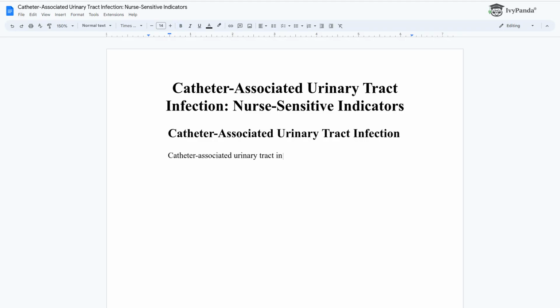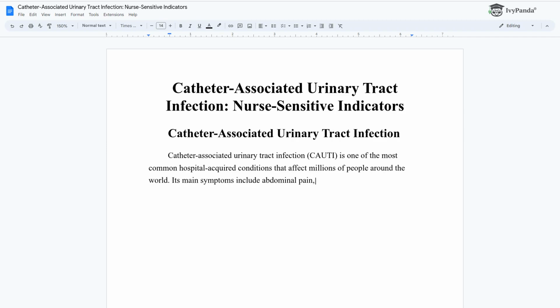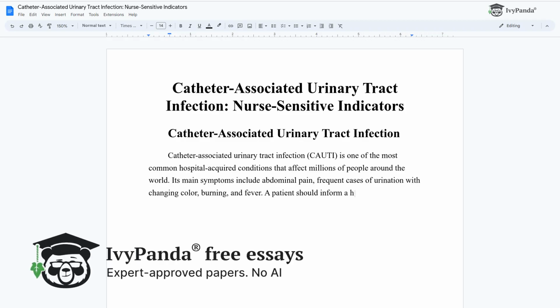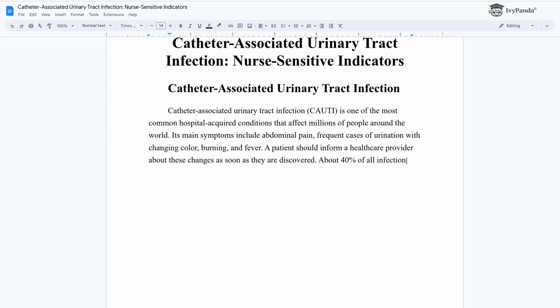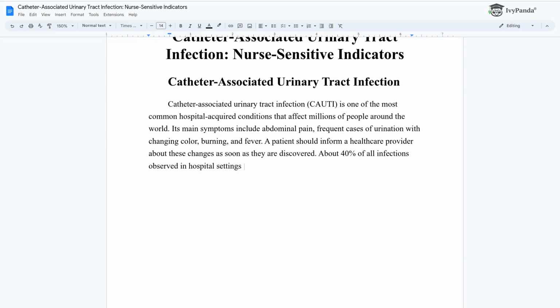Catheter-Associated Urinary Tract Infection, CAUTI, is one of the most common hospital-acquired conditions that affect millions of people around the world. Its main symptoms include abdominal pain, frequent urination with changing color, burning, and fever. A patient should inform a healthcare provider about these changes as soon as they are discovered. About 40% of all infections observed in hospital settings are attributed to CAUTI.